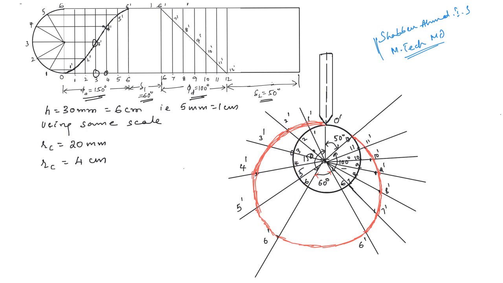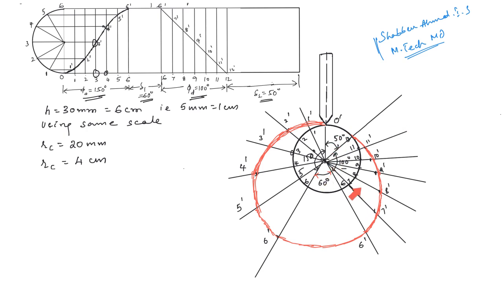So divide it into 6 equal parts, and on these radial lines transfer the lengths: 1, 1 dash here, then 2, 2 dash on the second line, 3, 3 dash here, and 5, 5 dash and 6, 6 dash. Then we have a dwell period of 60 degrees. Here we need not do anything, we just mark an arc, taking this as a center, from 6 to 6 dash. This will be the profile for the 60 degrees dwell.